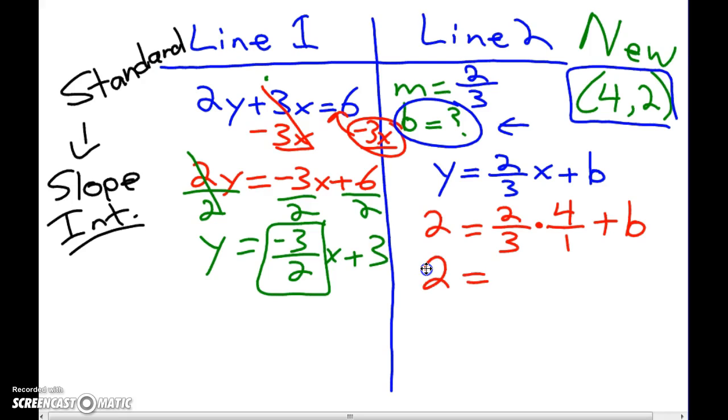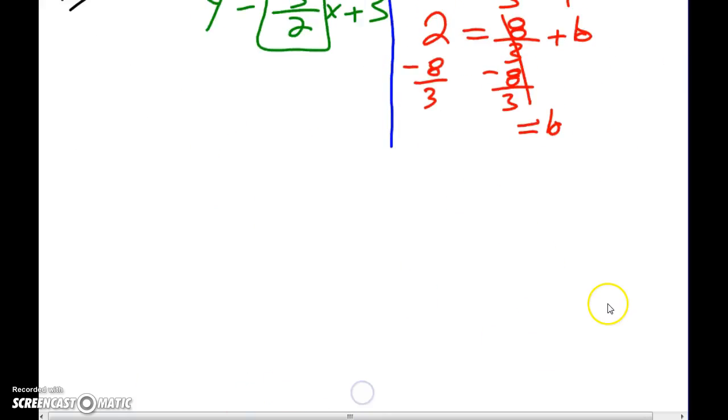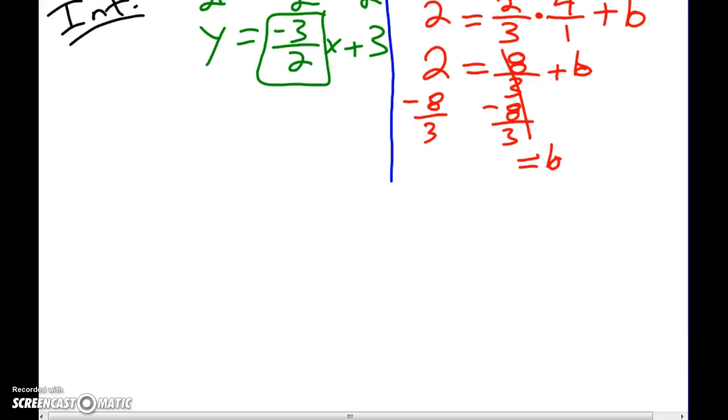2 equals, multiply straight across, 2 times 4 is 8, 3 times 1 is 3, plus b. Now I'm going to subtract 8/3 from both sides. This is gone, that's 0, equal b. Then I'm going to come off to the left-hand side, what's left, and I'm going to do this. 2, I'm going to put that over 1, minus 8 over 3.